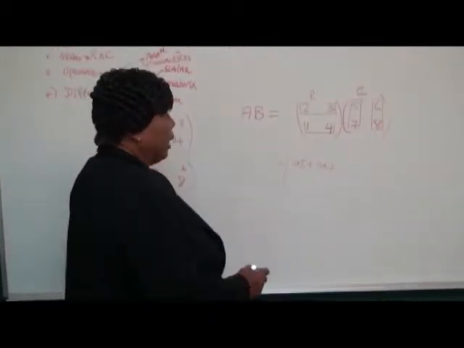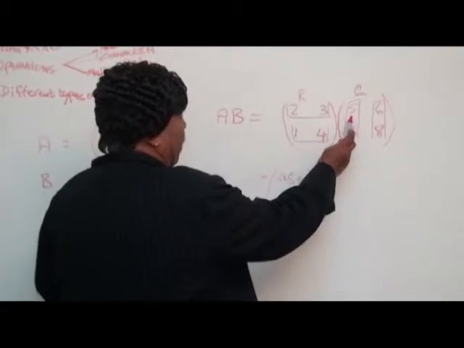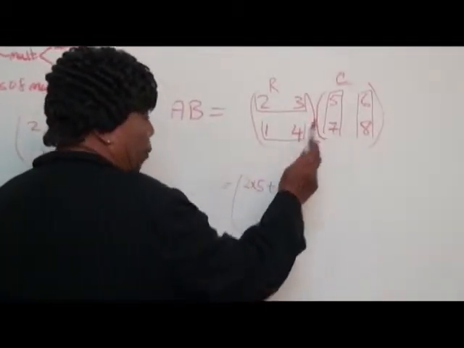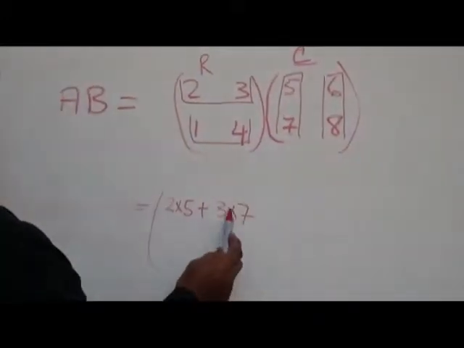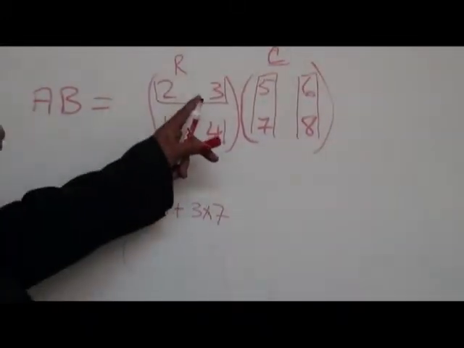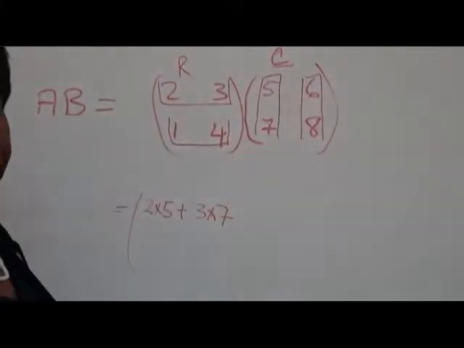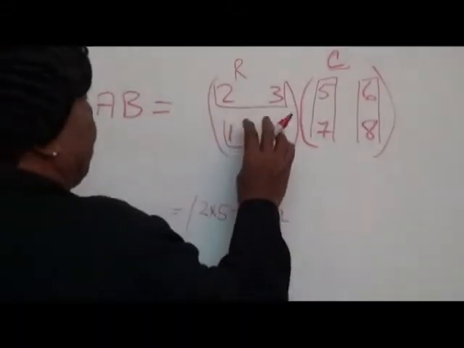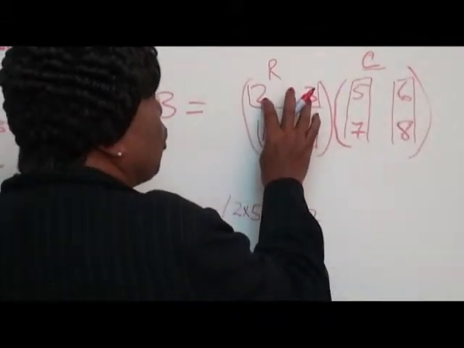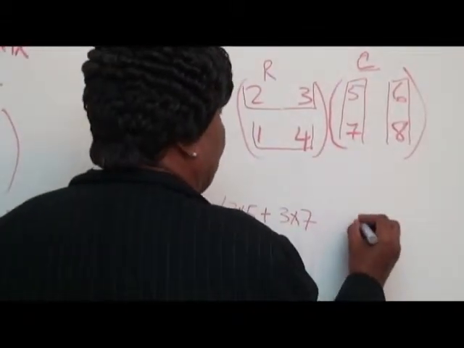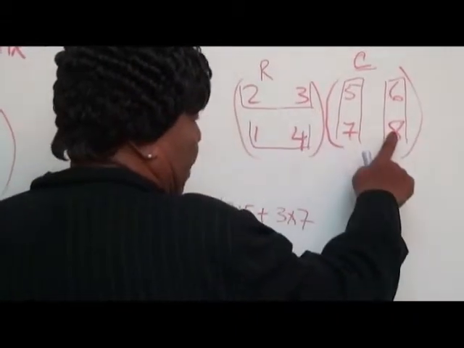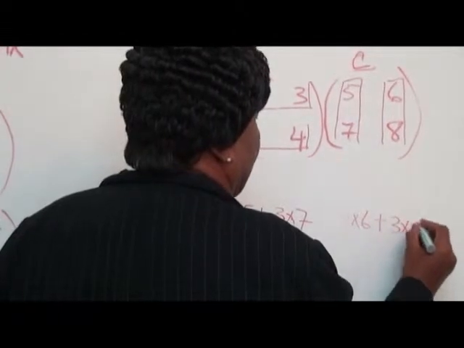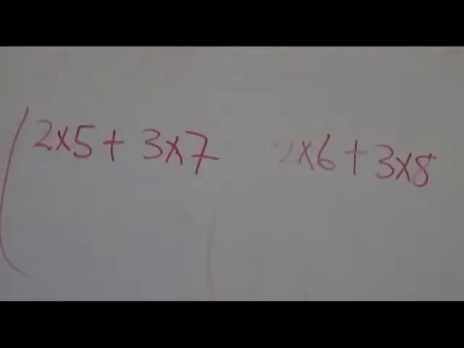All right, so here we go. It is 2 times 5, plus 3 times 7. All right, so we have taken care of first row with first column. Secondly, we have the first row again, 2 times 6, plus 3 times 8. So we would have completed using up our first row.